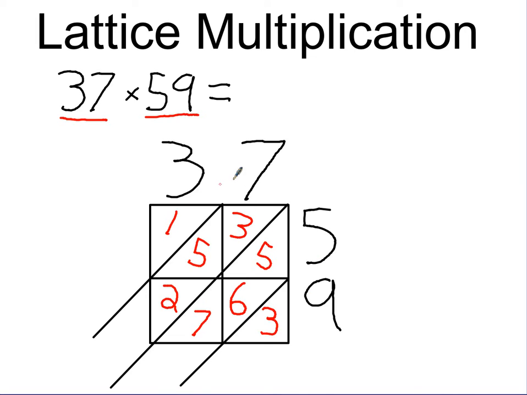Now we need to add up down these diagonals starting at the bottom. 3 is all alone, so 3 is just down there. Up here is where it's going to get tricky. 5 plus 6 is 11. 11 plus 7 is 18. But that 1, part of the 18, needs to be carried, we'll put it up there. 1 plus 3 is 4, plus 5 is 9, plus 2 is 11. Once again, we need to carry a 1. 1 plus 1 is 2. Now we have our answer, 2,183.